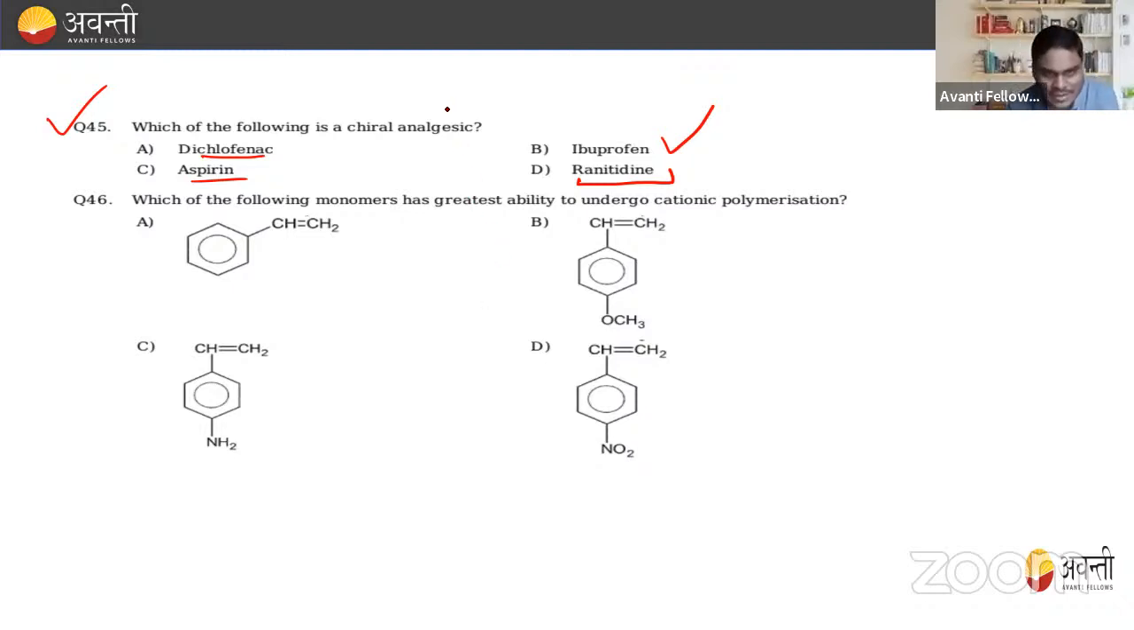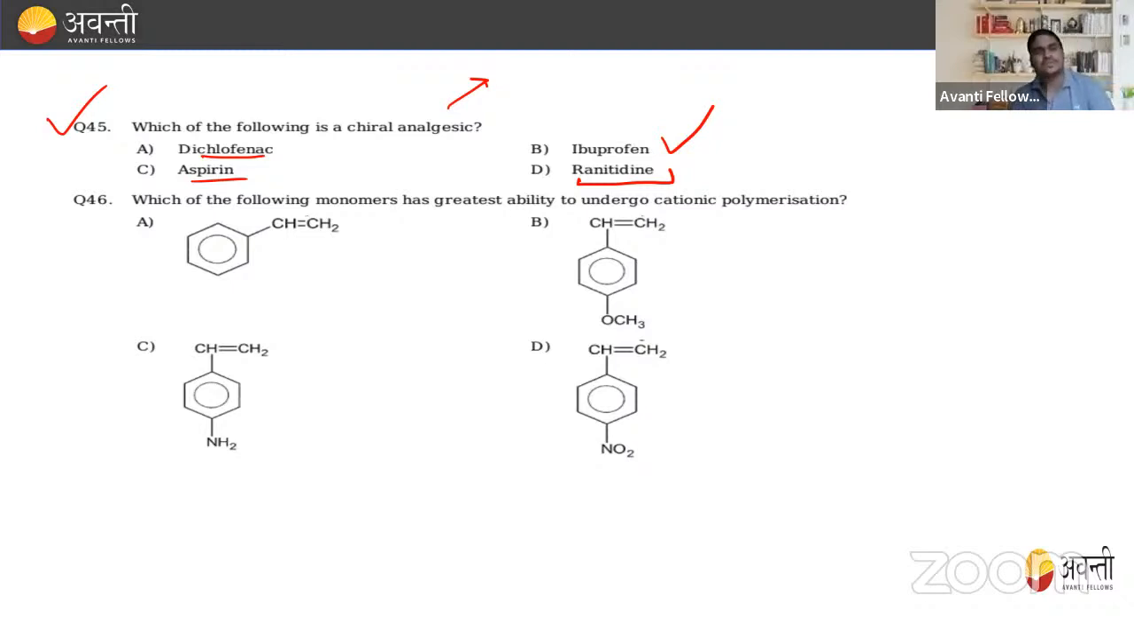What is an analgesic? Analgesics are like painkillers, which are used to reduce the pain we feel. There are two types of drugs in the analgesic category, narcotics and non-narcotics. Narcotic drugs are those which induce some sleep as well, whereas non-narcotic ones just reduce the pain, and there is no side effect of this. So which of the following is a chiral analgesic? This is ibuprofen. This question comes from the chemistry in everyday life, that is the drugs department.